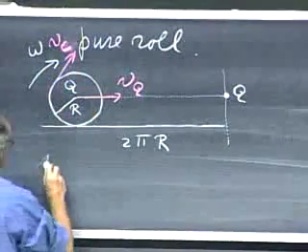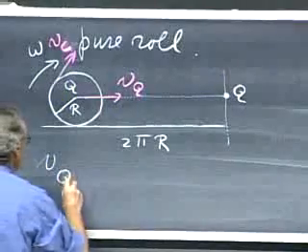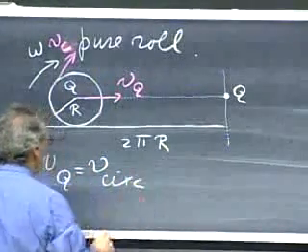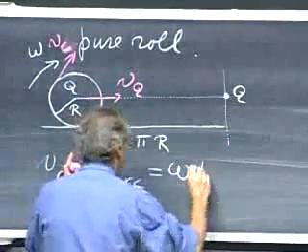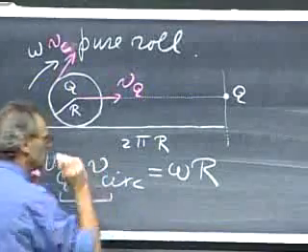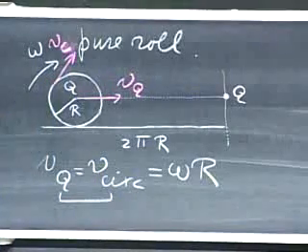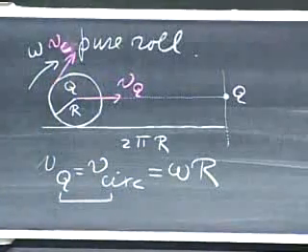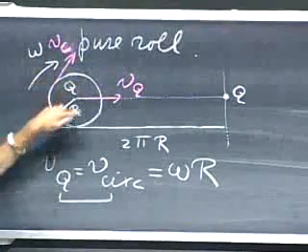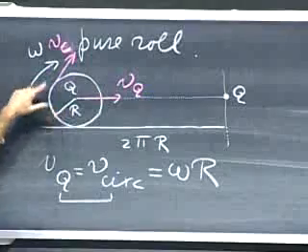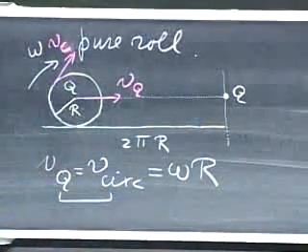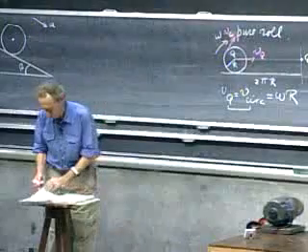In other words, VQ is then exactly the same as V circumference, and V circumference is always omega r. This part always holds, but for pure roll, this holds. You can easily imagine that if there is no friction here, the object could be standing still, rotating like crazy, but Q would not go anywhere. So then we have skidding and we have slipping, and then we don't have the pure roll situation.